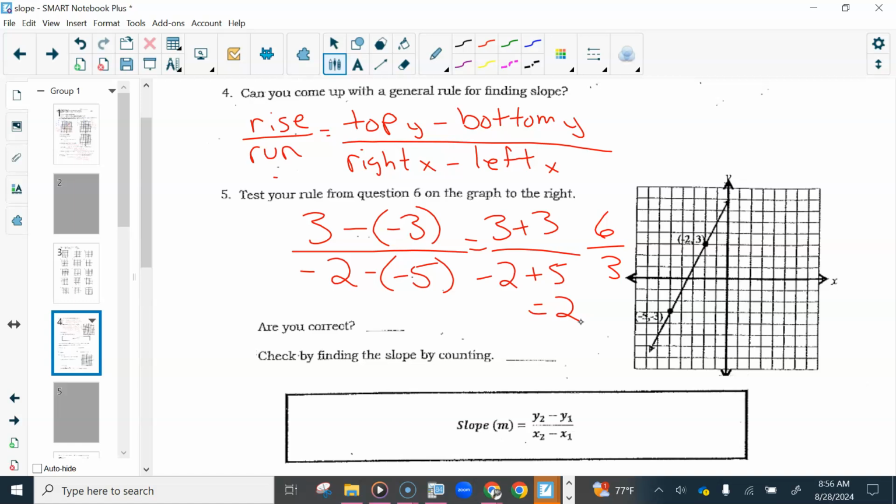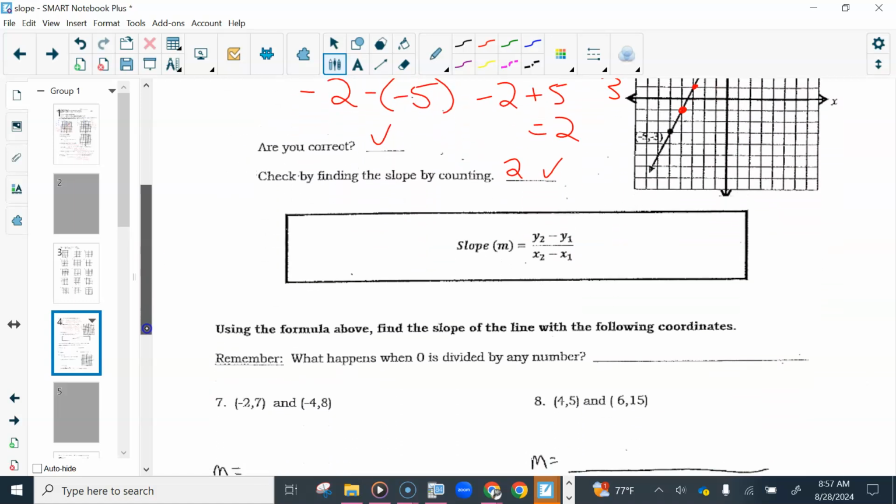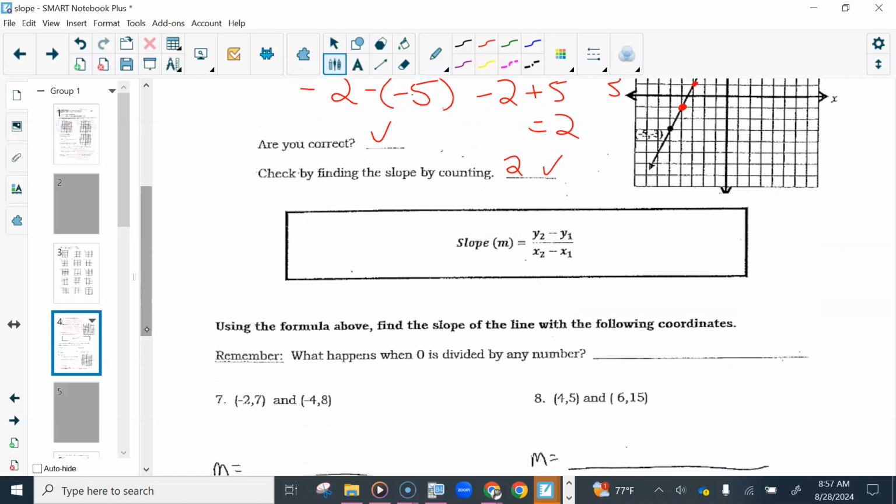Which means if I go up 2 over 1, I should end up at a point on this line. Which I do. And keep doing that just to double check it. So yes, you are correct. And the slope was 2 on the graph as well. So if you ever forget the actual formula that's after that, you can always go back to that. Remember that. That's top y minus bottom y, right x minus left x. But this is the actual formula. Very similar, but now with y's and x's, not with all the words.